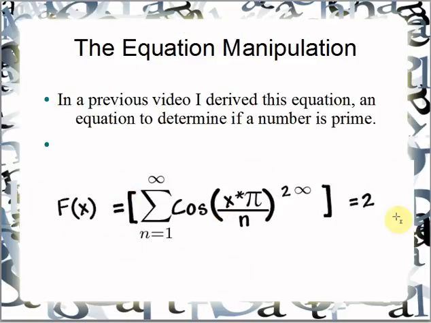This was my original equation. I already showed you in a previous video how the equation works and why it tells you which numbers are primes. Basically, you put in a number for x. If this equation equals 2, the number is prime, otherwise it's not prime. You could look at the other video to see how the equation works.